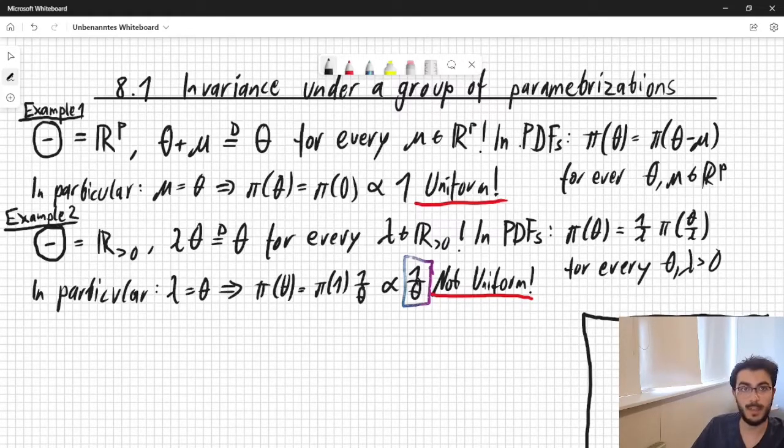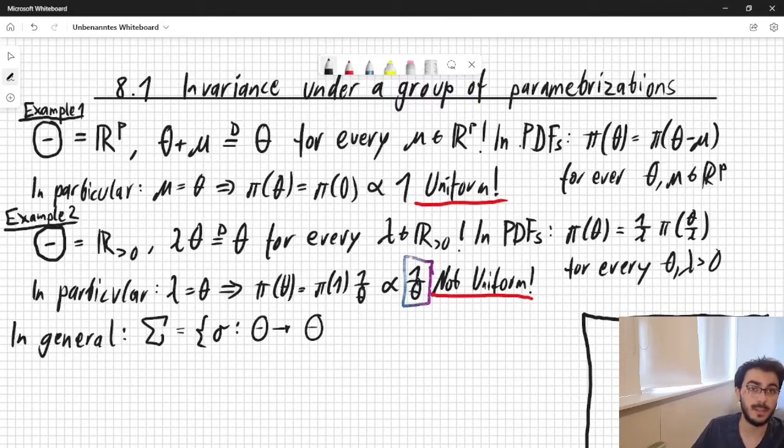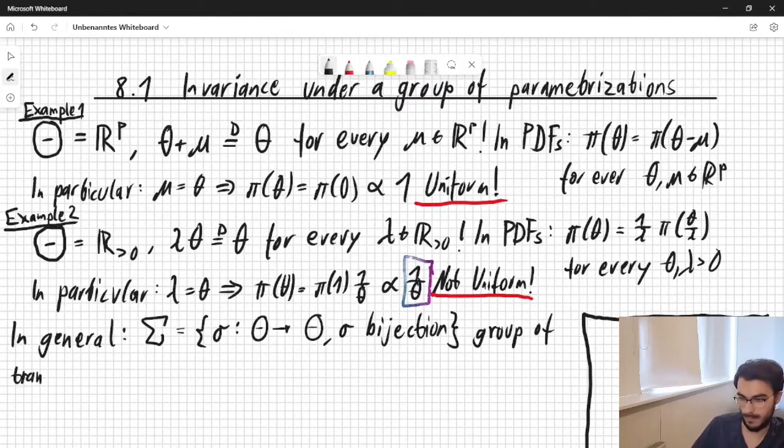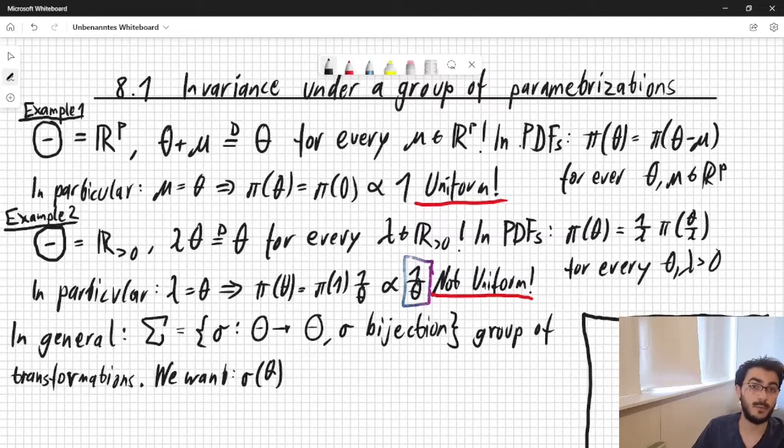So let's say we have some group of transformations, sigma, where each element is some transformation from theta onto itself, where we demand at least that sigma is a bijection. And we want that small sigma of theta to have the same distribution as theta for every sigma. This, of course, doesn't always have to be the case, but there are scenarios where it makes sense, like this scenario with the scaling, where we can say, okay, we don't know the scale, so no matter what scale we have, we should have the same confidence.